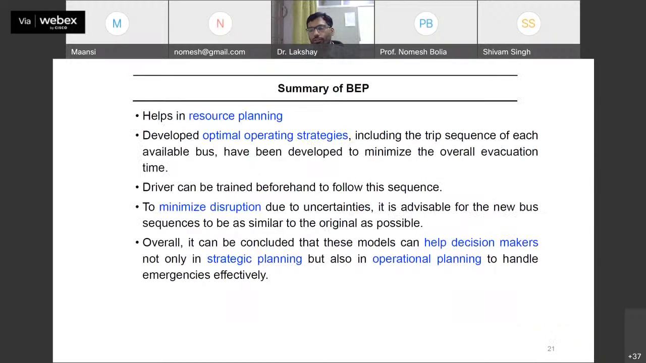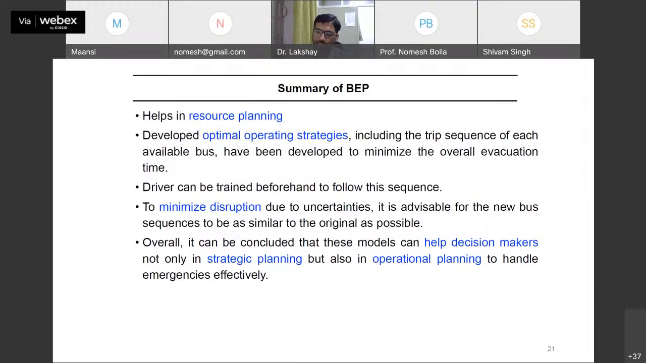Okay, so overall, in summary, this can help in resource planning, which is the initial requirement for any such model: the number of resources that are required. We have developed optimal operating strategies, including the trip sequence and the available buses required, and also considered uncertainty. So they can help in strategic planning, but we have also just touched upon operational planning, and it can serve as an initial model, or the model needs to be refined to consider proper traffic dynamics.